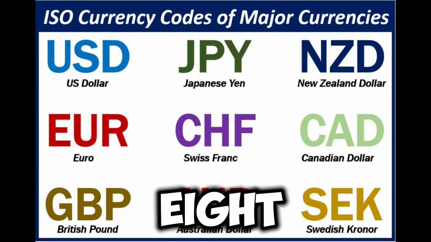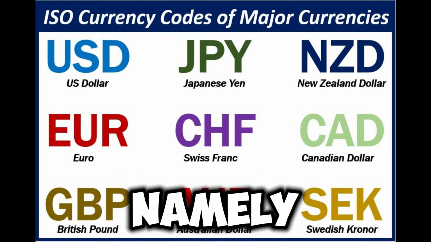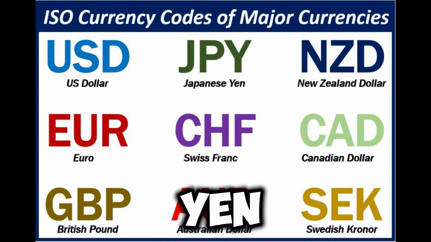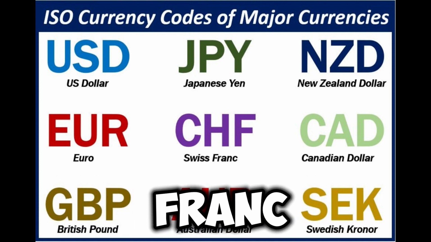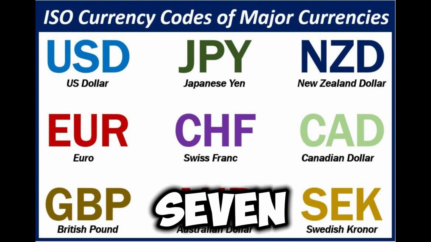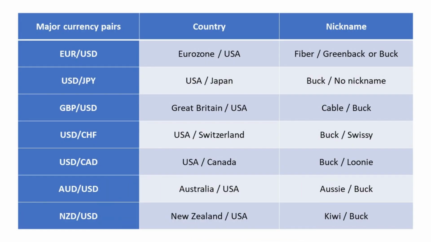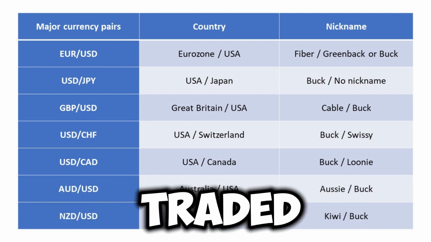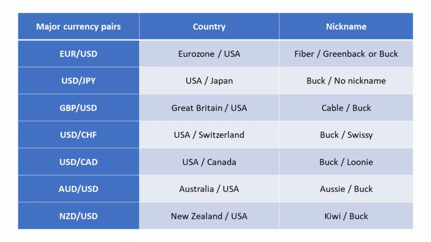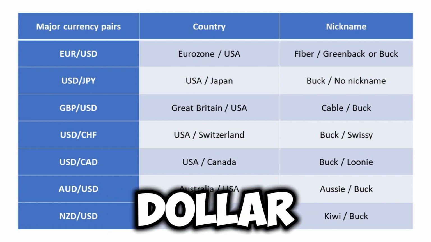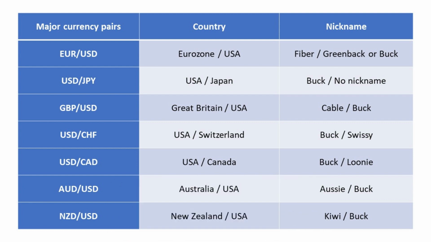While there are 8 major currencies, namely US dollar, euro, Japanese yen, British pound, Australian dollar, Canadian dollar, Swiss franc, and New Zealand dollar, there are 7 major currency pairs, all of which contain USD on one side and are frequently traded, most liquid in the world. These pairs are Euro dollar, dollar yen, pound dollar, dollar Swiss, dollar loonie, Aussie dollar, and Kiwi dollar.